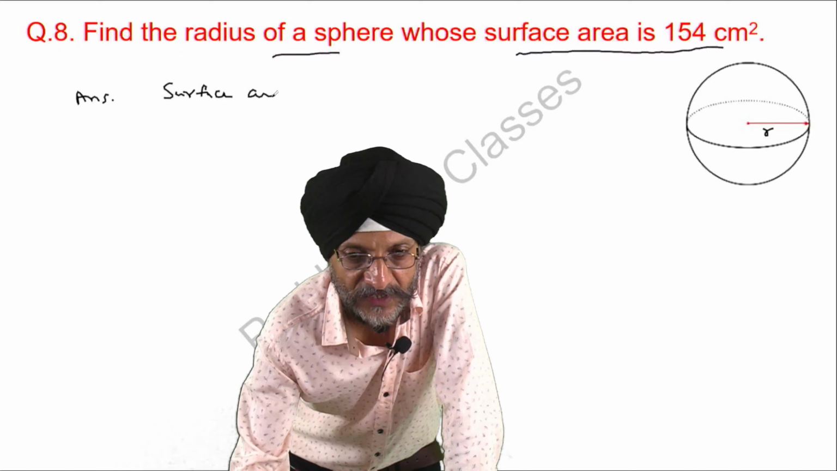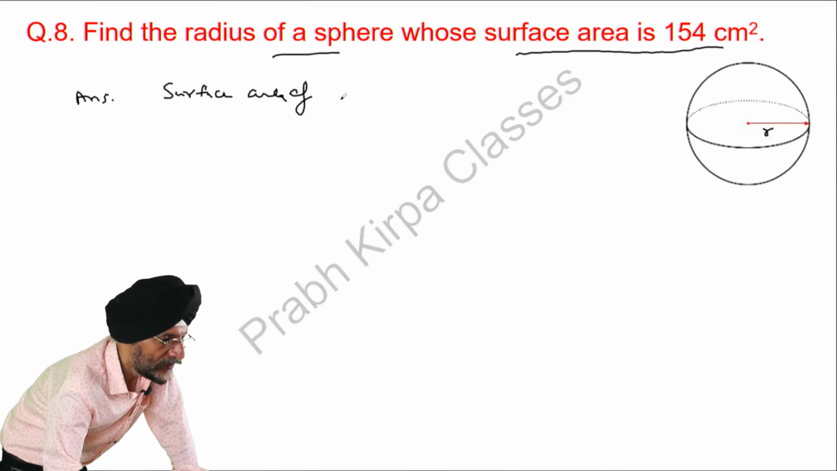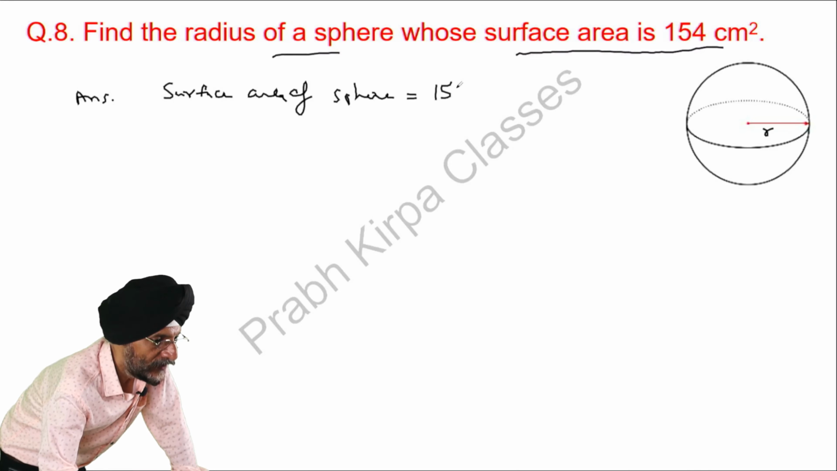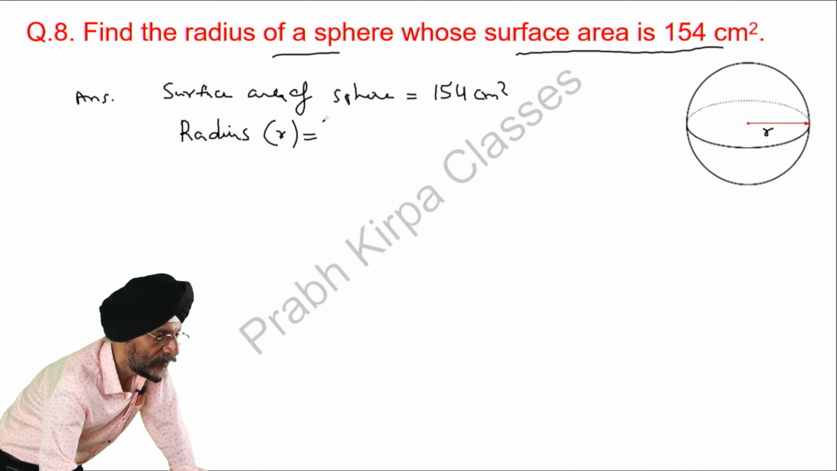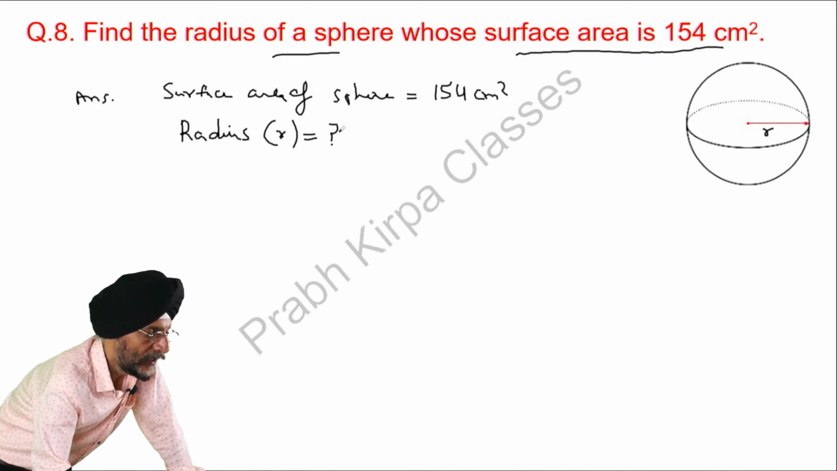Now what is given to us is the surface area of sphere. It is equal to 154 square centimeter. We have to calculate the radius, that is r.